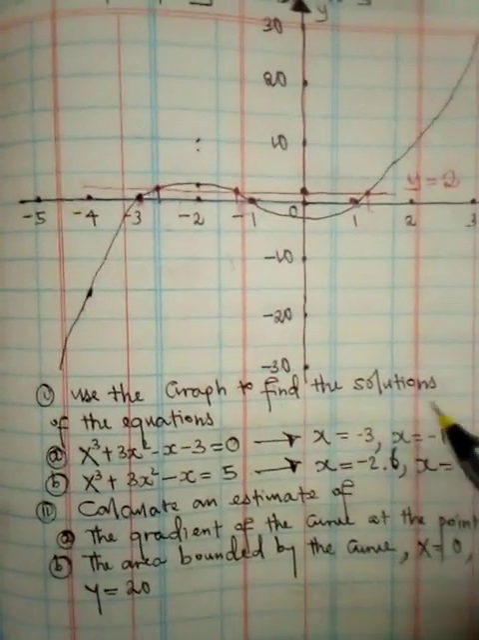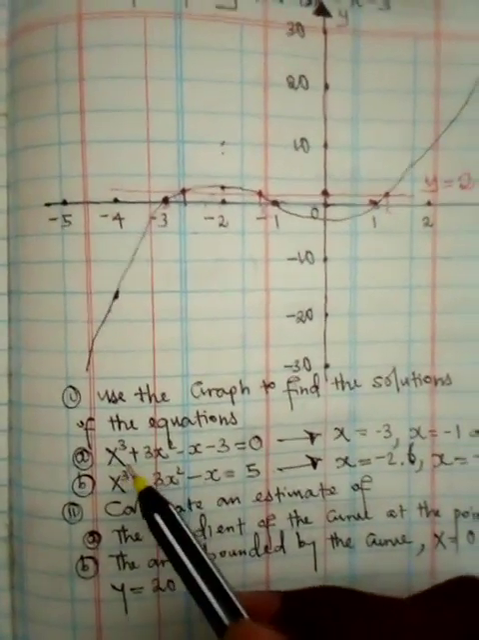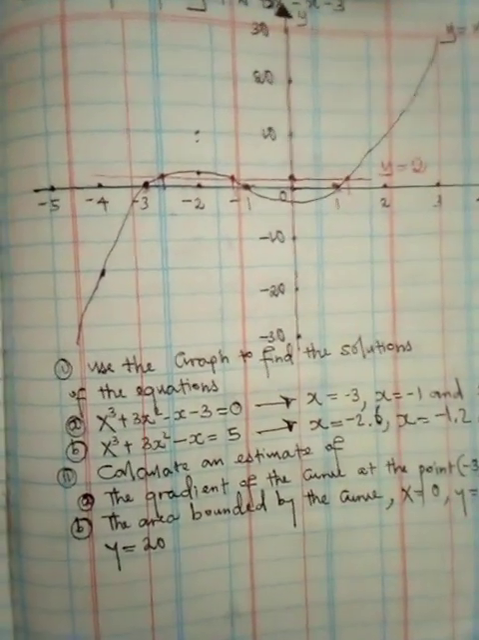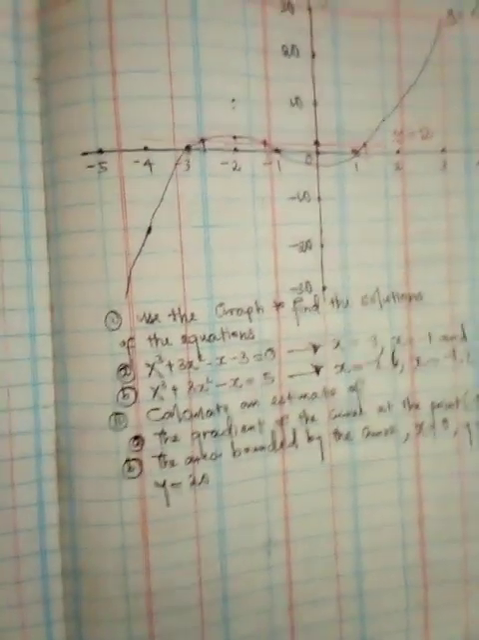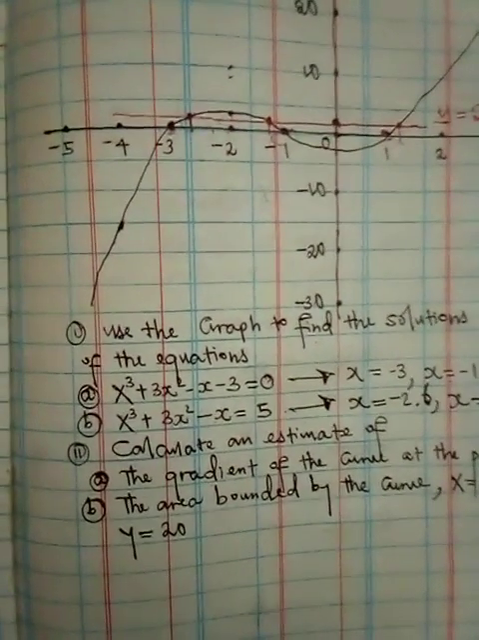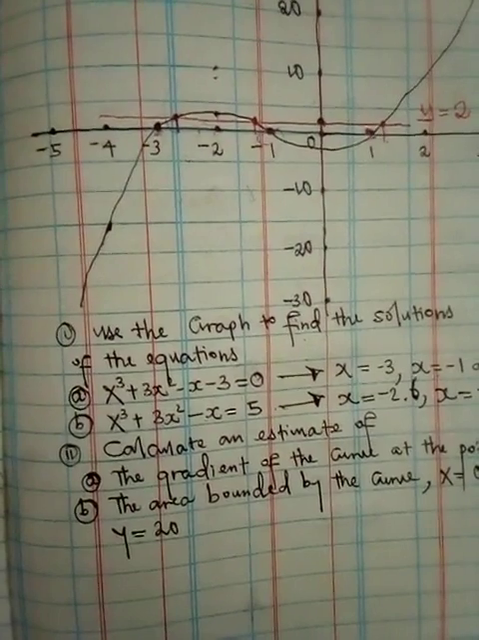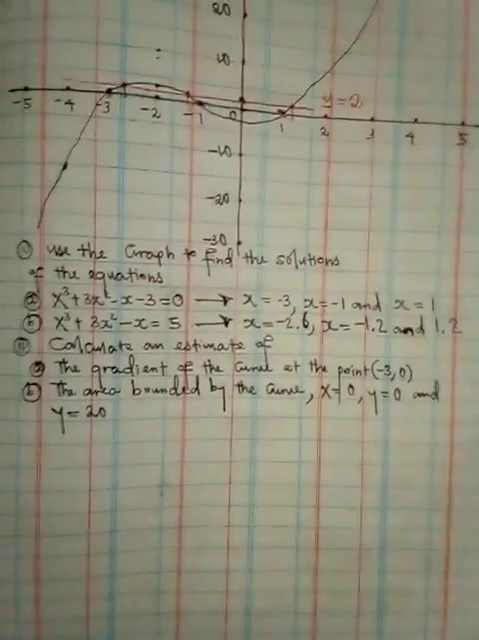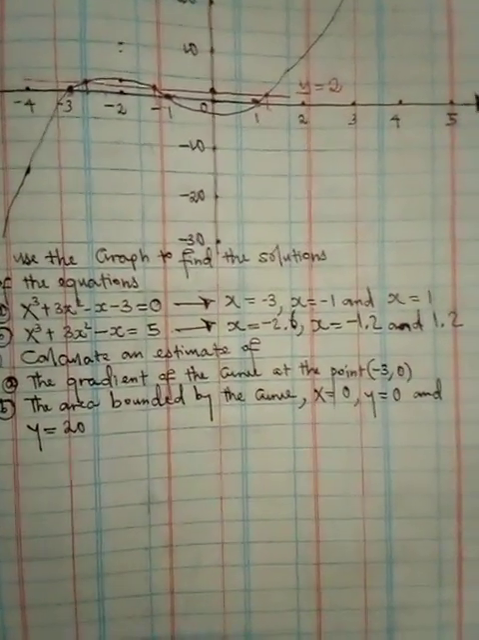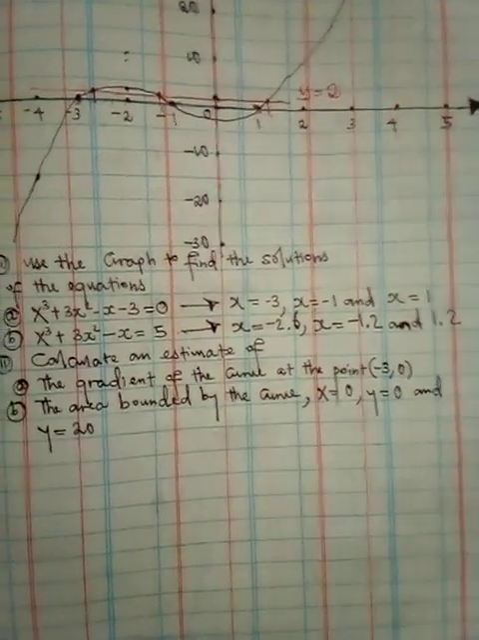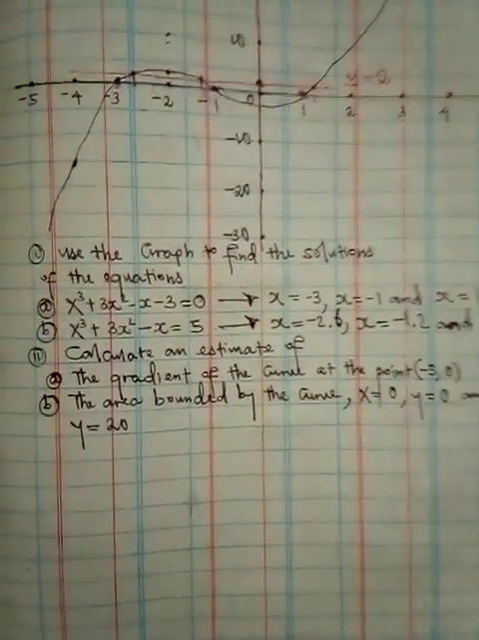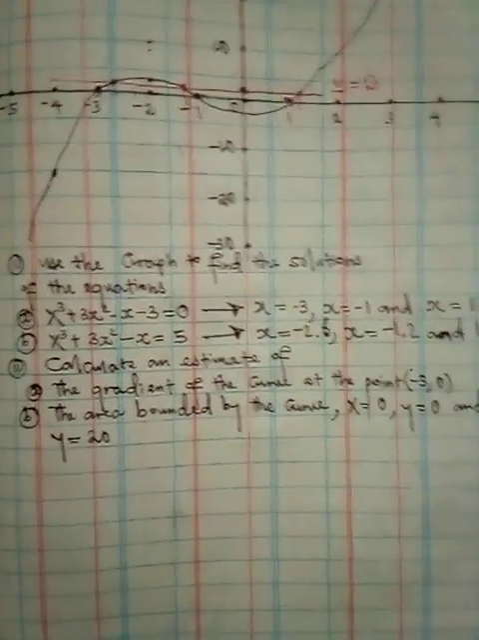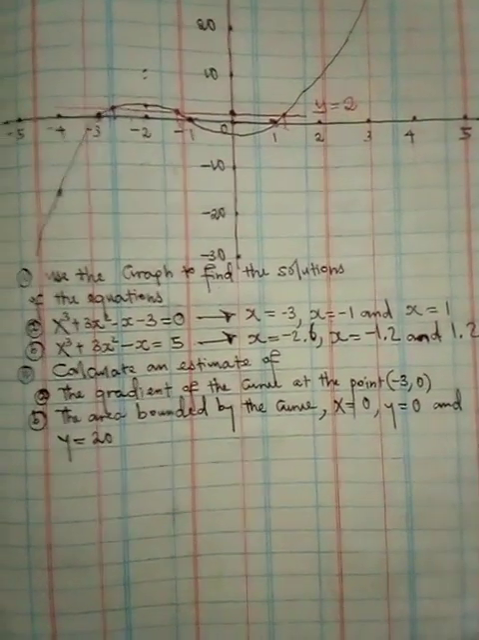You have used your graph to find the solutions of these equations: x to the power 3 plus 3x squared minus x minus 3 is equal to 0, and of course, x to the power 3 plus 3x squared minus x is equal to 5. Now, the next question, they're asking us to calculate an estimate of the gradient of the curve at the point negative 3, 0.